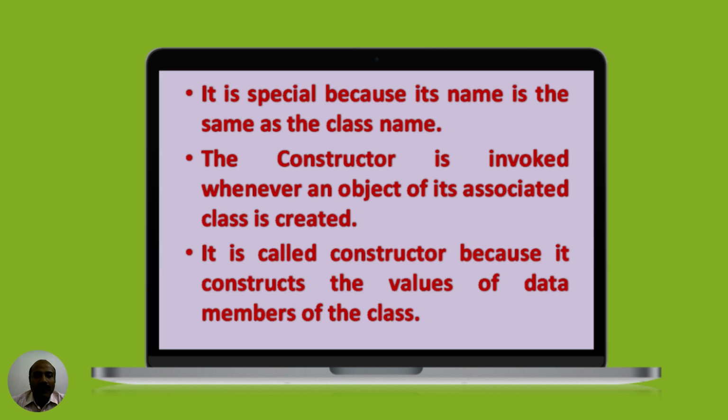The constructor is invoked whenever an object of its associated class is created. So when we create an object of the class, the constructor is called automatically. That is, the constructor is invoked whenever an object of its associated class is created. And it is called a constructor because it constructs the values of the data members of the class.